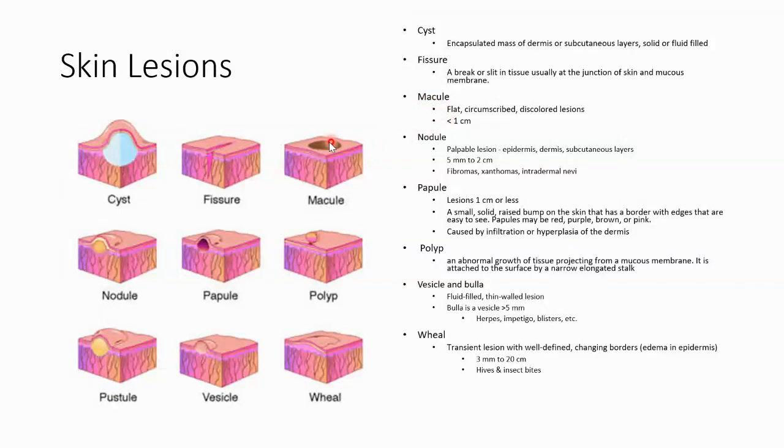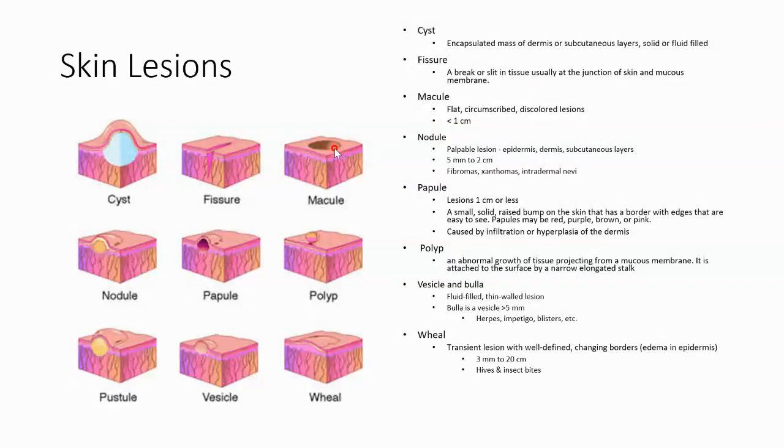A macule is flat, so that's something I want you to circle. A macule is flat and circumscribed, so there is a boundary. They're typically discolored lesions and they're small. Like a freckle is an example of that, or you can see a flat mole. Or sometimes little babies get what we call port wine stains or stork bites, like a little birthmark. Those would be considered macules.